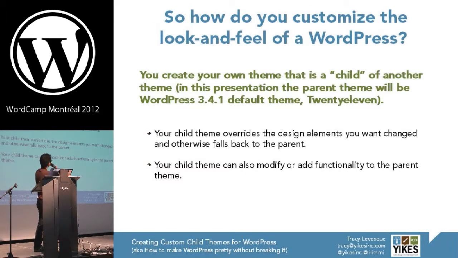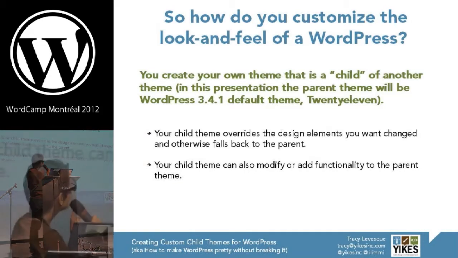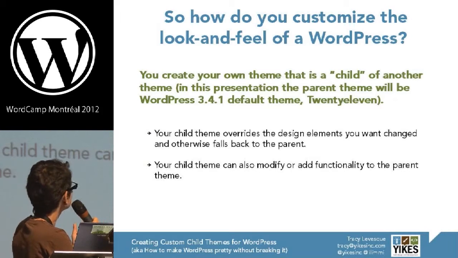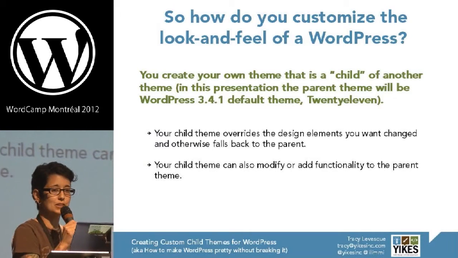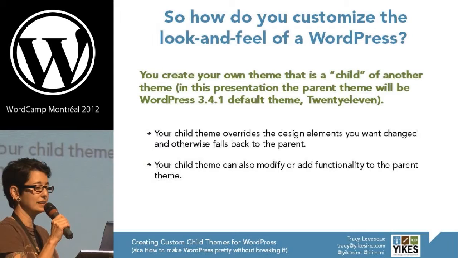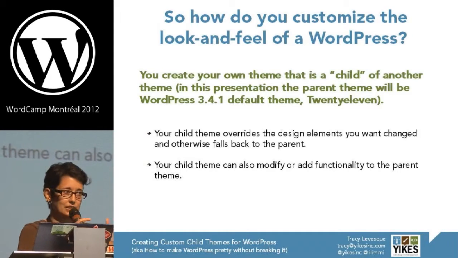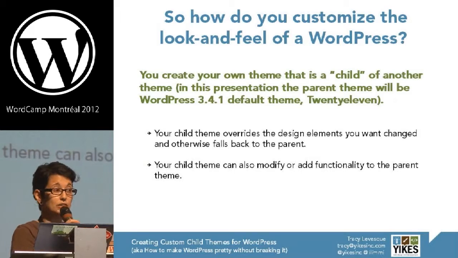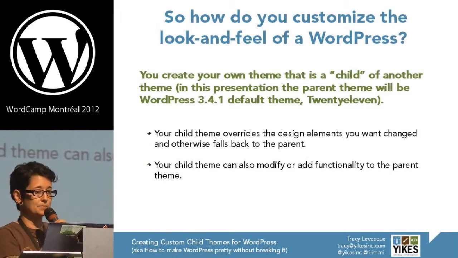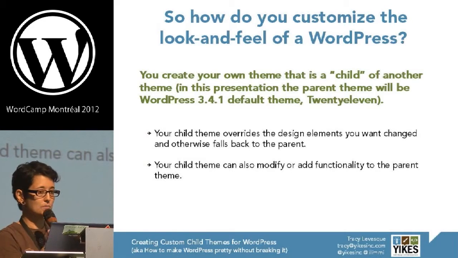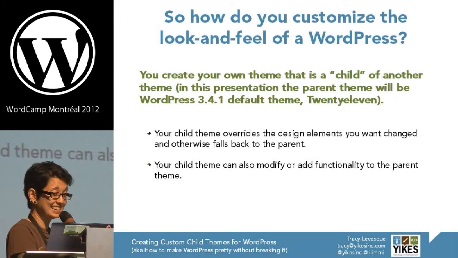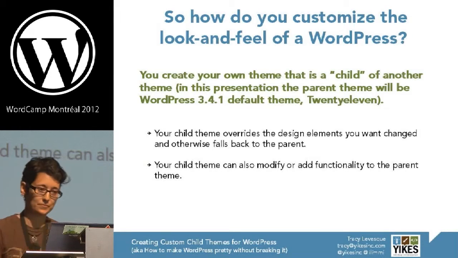So how do you customize the look and feel of a WordPress theme? You create a theme, your own theme, that's a child of another theme. In this presentation, I'm going to be using 2011. So what happens is your child theme overwrites the design elements that you want changed and otherwise falls back to the parent theme. But your child theme can also modify or add functionality to the parent theme.